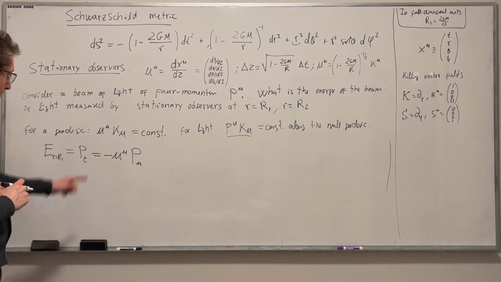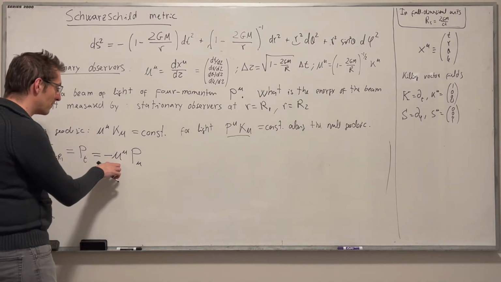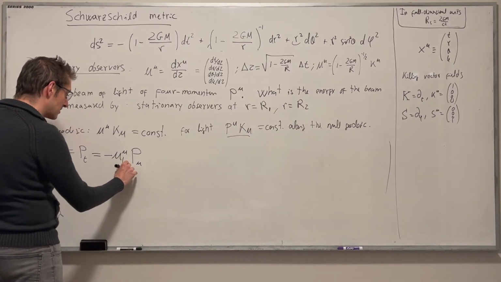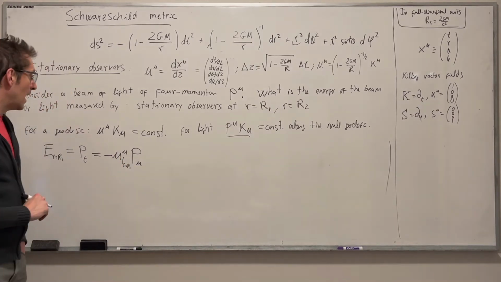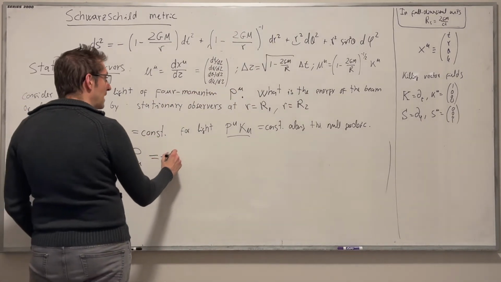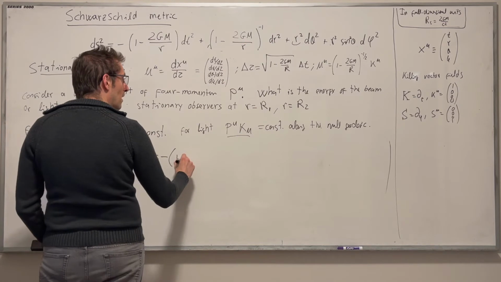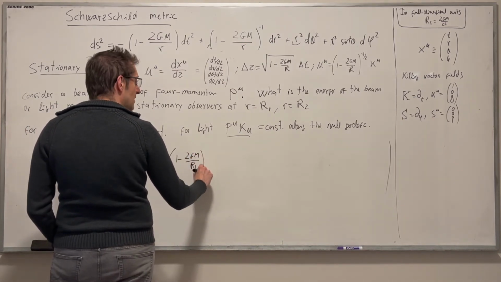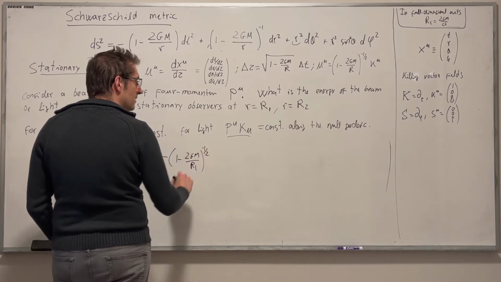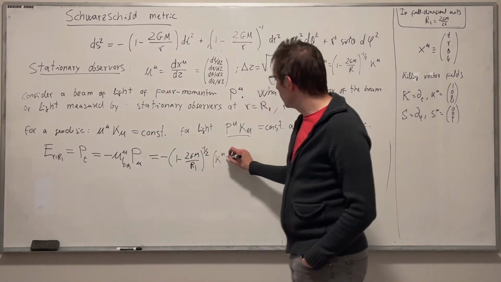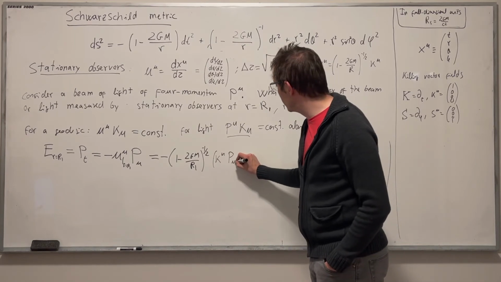All right, so now this four-velocity is the four-velocity of the observer. Let me write it here: R equals R1, okay? And this p mu is the p mu of the photon. So I'm going to get here minus, and then this factor, 1 minus 2GM over R1, to the minus 1/2. And then I'm going to have the Killing vector field k mu contracted with the four-momentum of the photon.